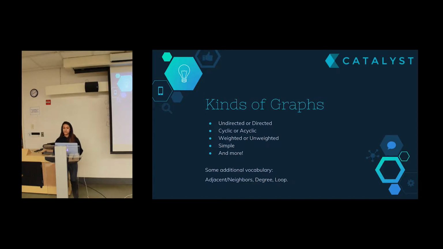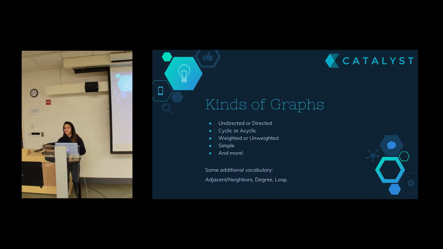You can go both ways on a road, right? So you could have a map that has undirected edges. Say you're trying to model Twitter, you could have directed edges because a lot of people follow one person. That doesn't mean someone follows them back. Things like that. Cyclic or acyclic?